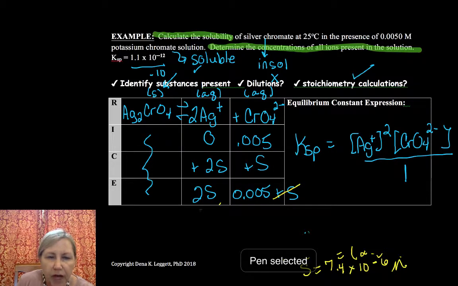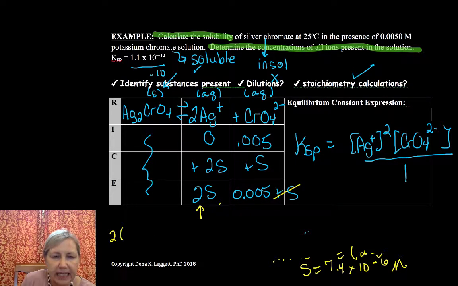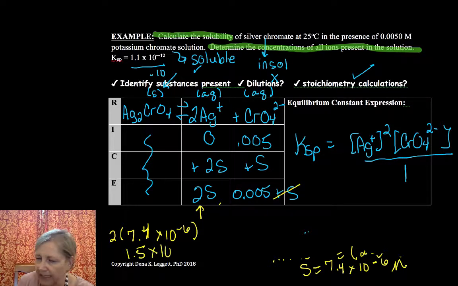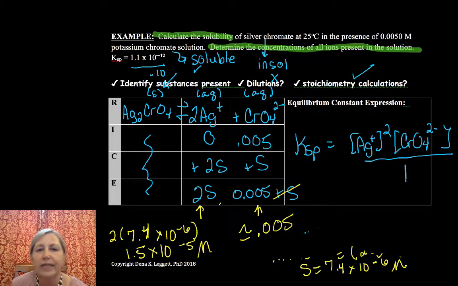My silver ion is equal to 2 times S, so it's 2 times 7.4 times 10 to the minus 6. So my silver ion is 1.5 times 10 to the minus 5th molar. And this is 0.005 plus S, and that's pretty much approximately equal to 0.005. So do that subtraction and round to sig figs, and you're going to get 0.005 molar. Okay, so those are common ion problems.